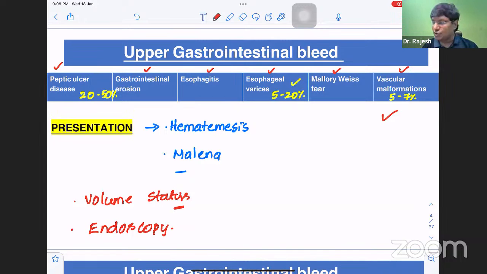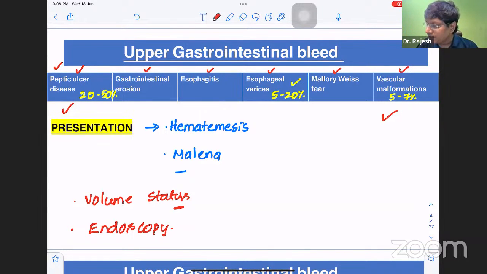How will you make out the etiology for upper gastrointestinal bleed? For example, you take peptic ulcer disease. What will be the presentation? There will be a history of dyspepsia, or the patient will give you a history of NSAID use, or there is a past history of peptic ulcer disease. That will be the clinical feature of peptic ulcer disease.